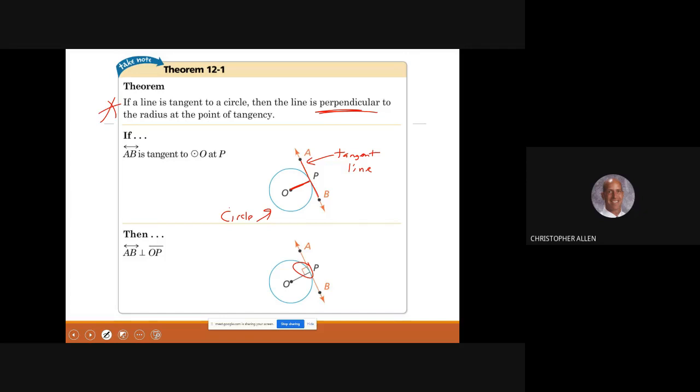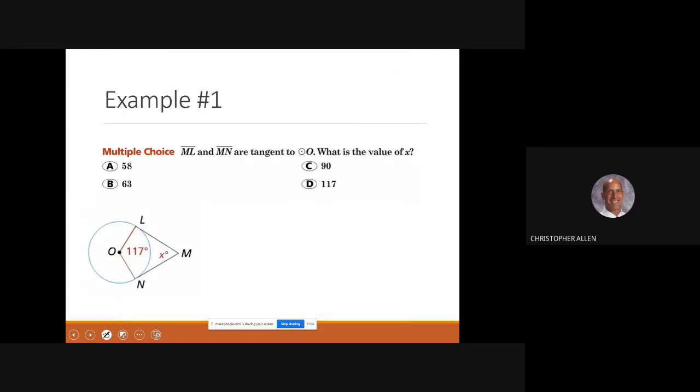In other words, if line AB is tangent to the circle O at P, then those two things are perpendicular. Okay? They look perpendicular, don't they? And it turns out that they are. We can prove that. We're not going to worry about that right now.